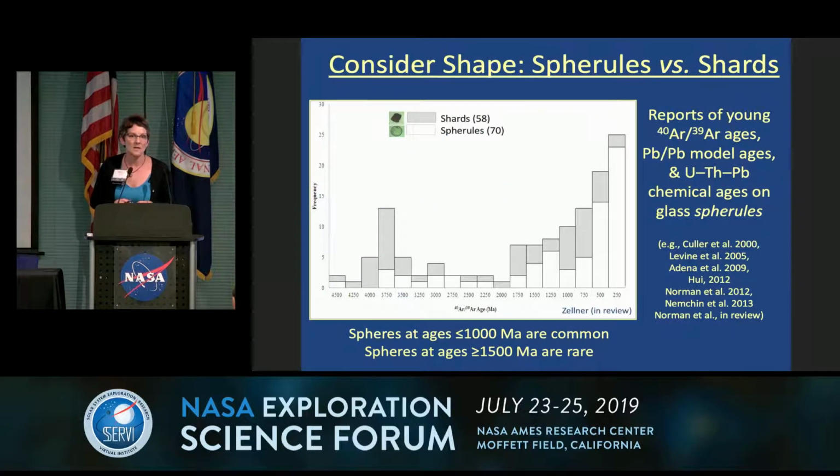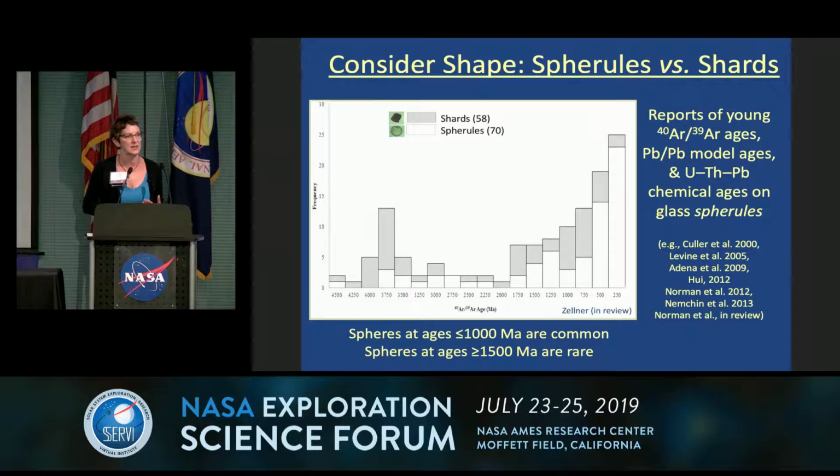Spheres and shards also have really interesting information to tell us. So the original reports that came out with lunar impact glasses focused mainly on the spheres. This was a report by Culler et al. in 2000. And what we found is that spheres are more likely to be younger in age.